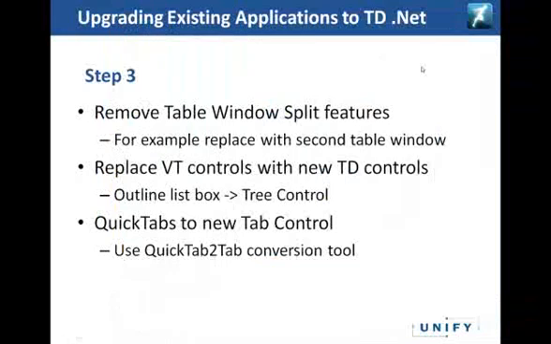Step 3 is about table windows. You have to remove table window split features. For example, remove split windows with a second table window. You have to replace Visual Toolchest controls with new TD controls. For example, the outline list box with a new tree control. And then you have to replace quick tabs with the new tab control. To do that, we have an executable that takes your existing code and converts it to the new tab control. The executable is called the quick tab to tab conversion tool in your TD application directory.